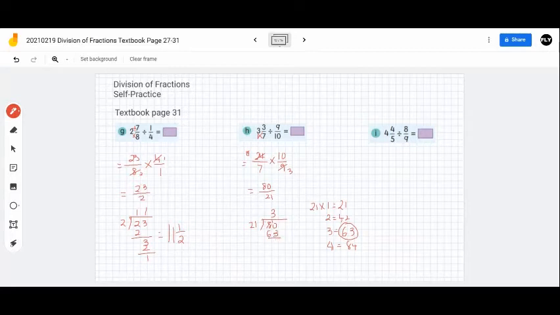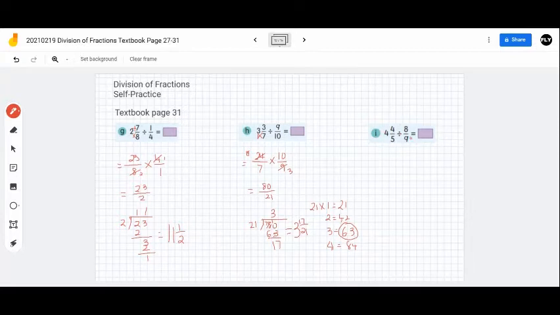Minus, please minus properly. 10 minus 3 is 7. 7 minus 6 is 1. Your final answer would be 3, 17 over 21.